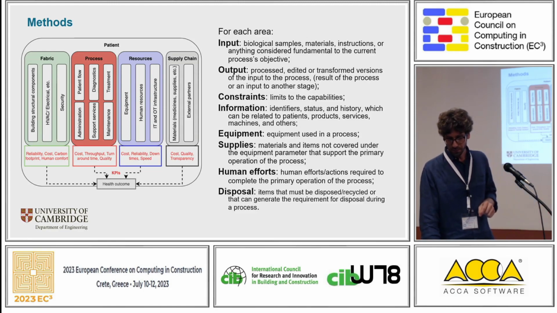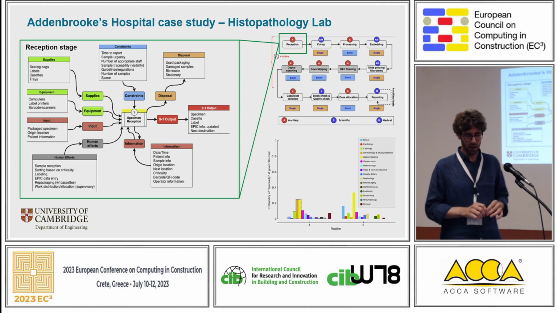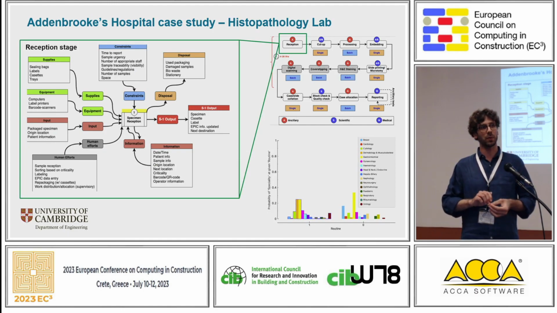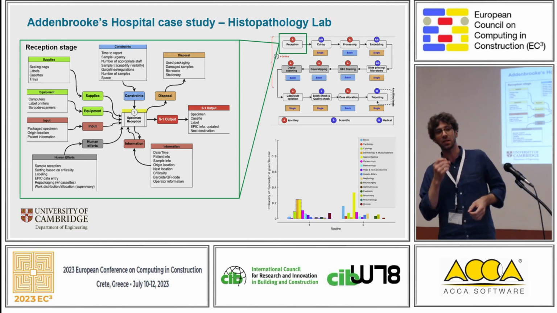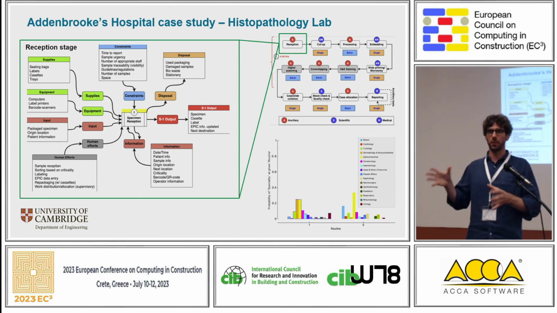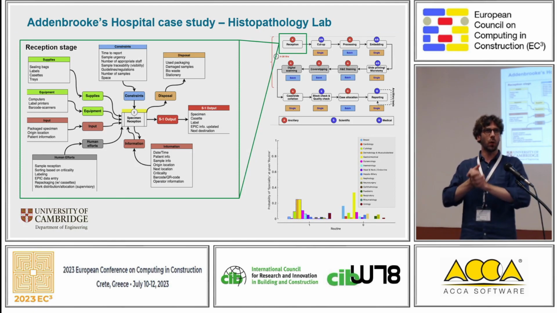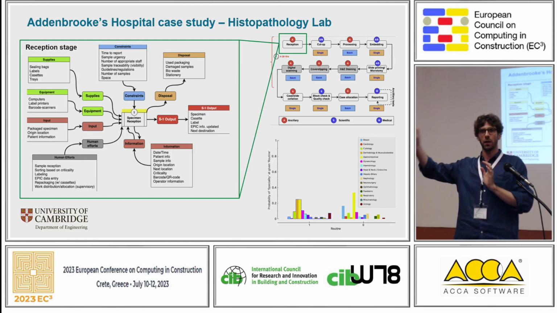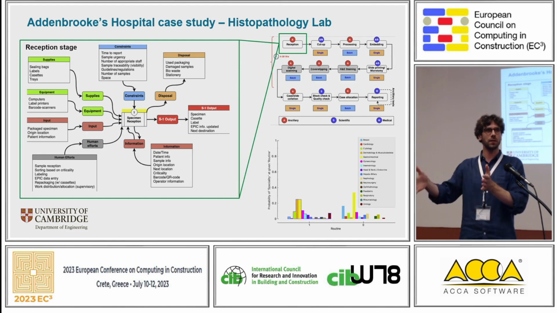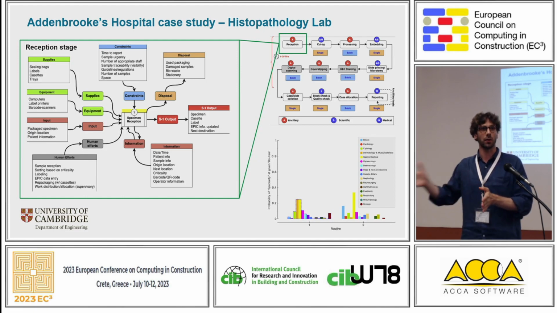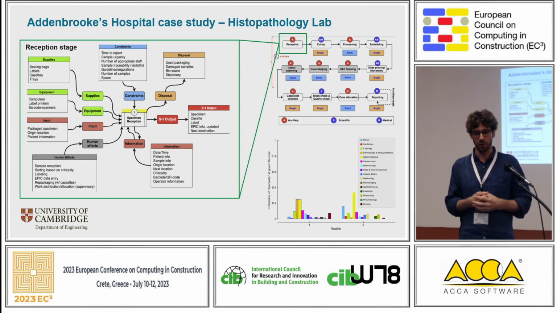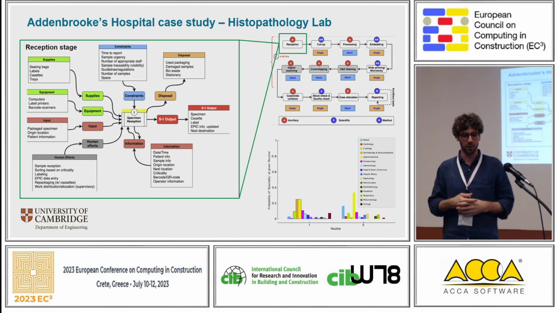So let's look at an example at the reception stage of the histopathology laboratory of the Addenbrooke Hospital. The histopathology lab or department is the one which takes samples from human beings and starts processing those samples to assess, for instance, if it's cancer, if it's not cancer, and eventually gives the patient the diagnosis of the potential problem, which is spotted through a biopsy or the collection of a specimen from the patient.